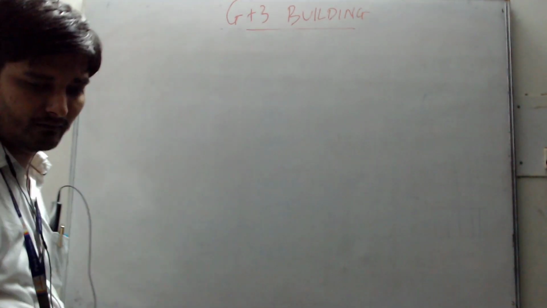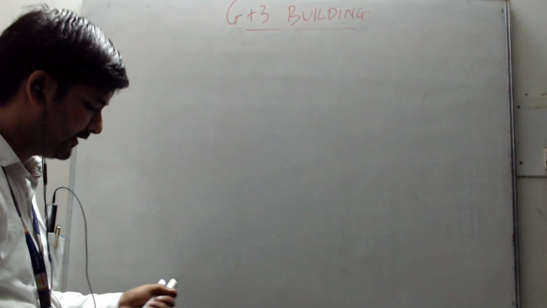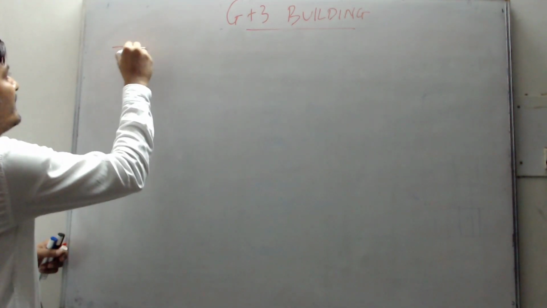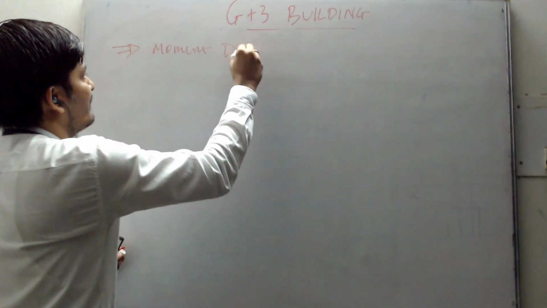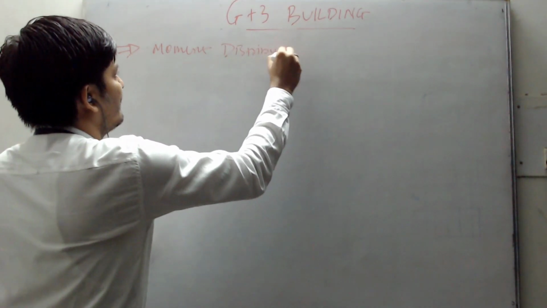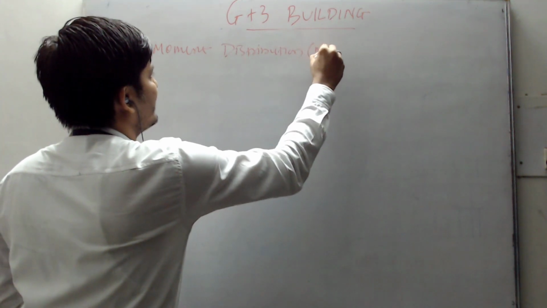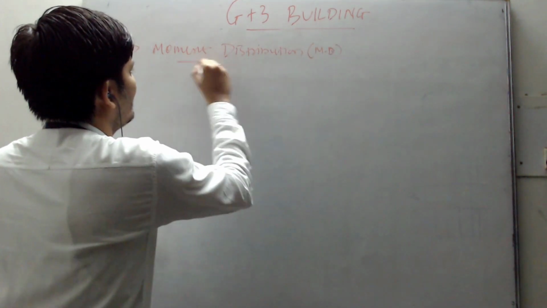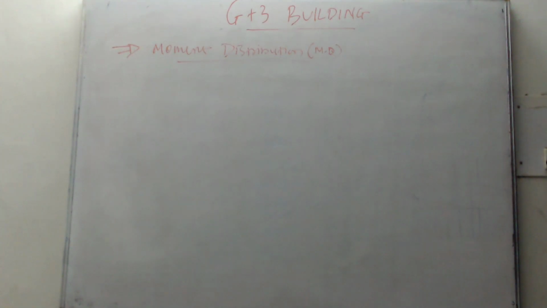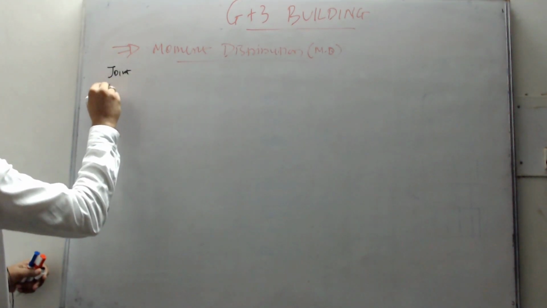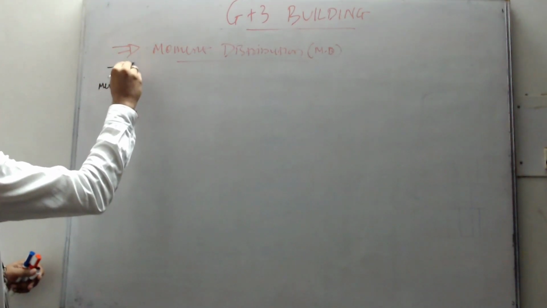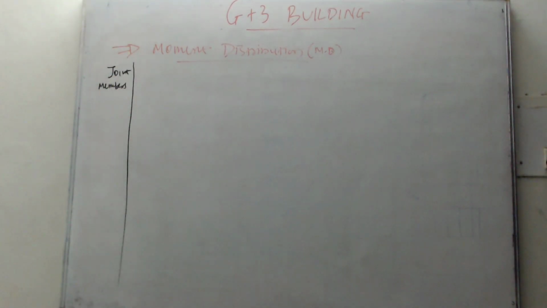You already studied this in your previous semester. It is a revision for you guys, right? Moment distribution, or you can write it as MD in short form. So for that, again we need to prepare a table. So the first column is for joint members. Then after that there will be a column, right?